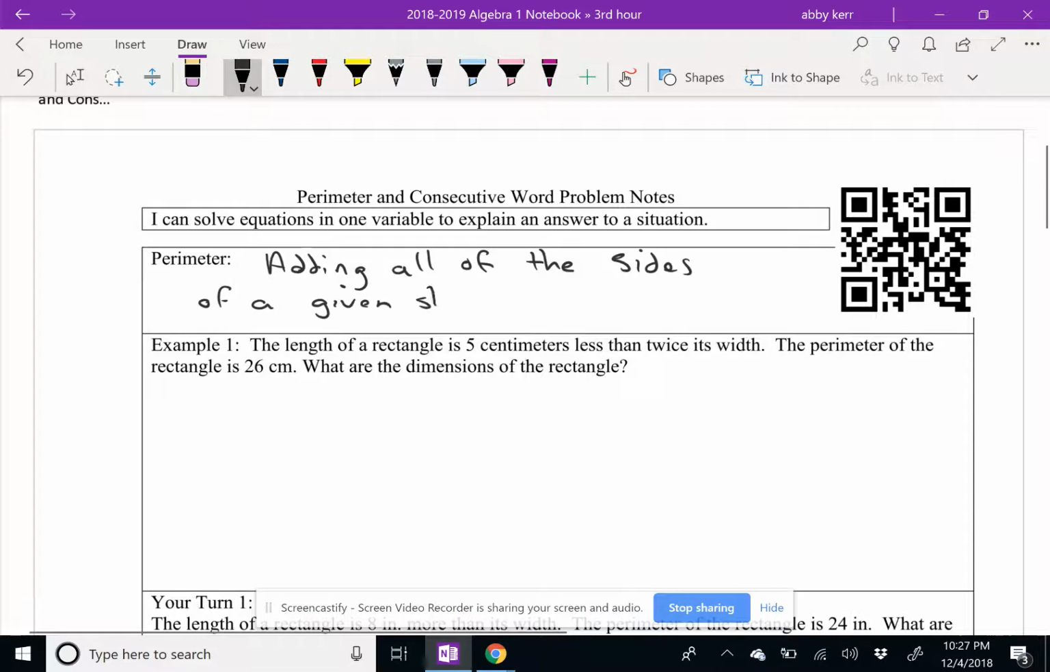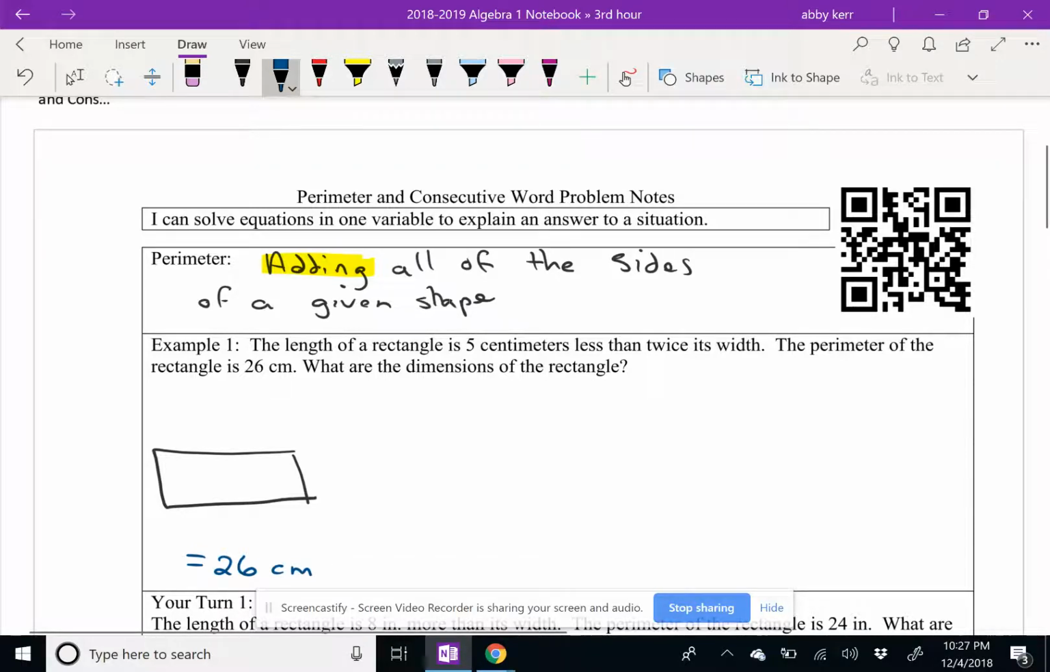Now, it's really important that you know that it's adding and not multiplying, because that's going to help us visualize what's actually going on. So in example 1, it says the length of a rectangle. So we know that we're going to have a rectangle, and that the length of it is 5 centimeters less than twice its width, and the perimeter of that rectangle is 26 centimeters. So we know that it's going to equal 26 centimeters.